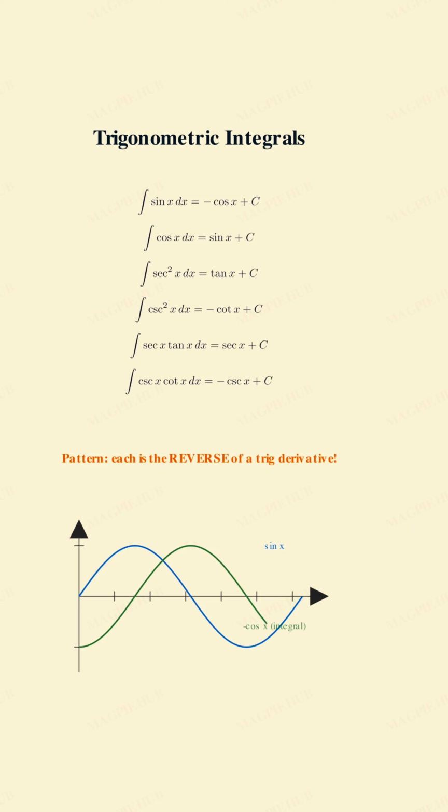Integral of cosec x cot x is negative cosec x plus c. The pattern: just reverse the corresponding trig derivative formula. On the graph, the blue curve is sine x, and the green curve is negative cosine x, its antiderivative. The shaded area under sine from 0 to pi equals 2.